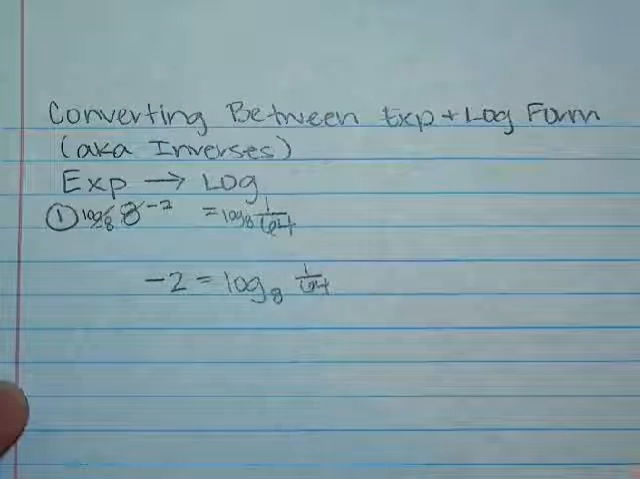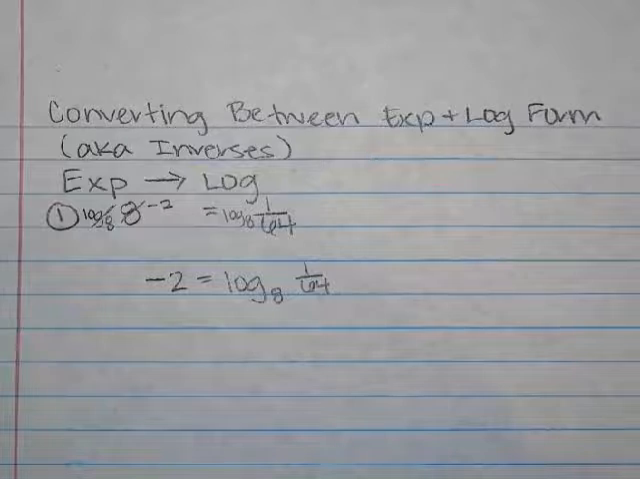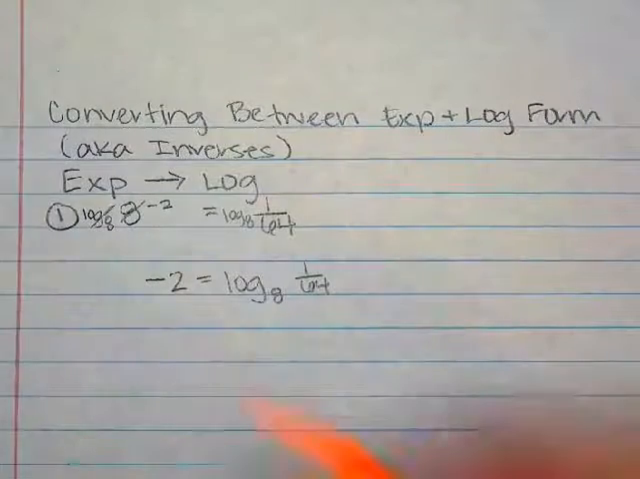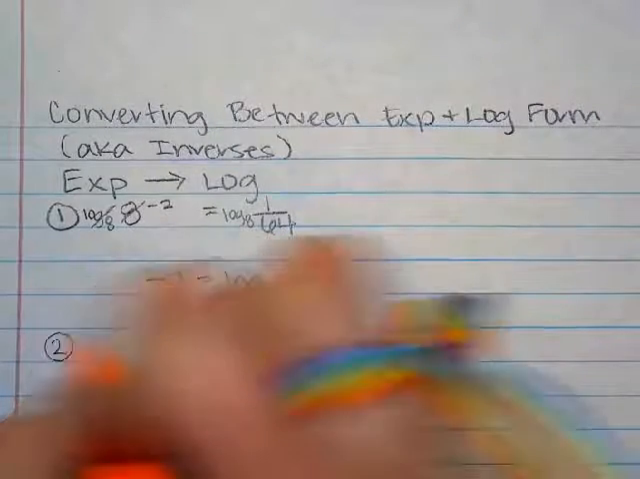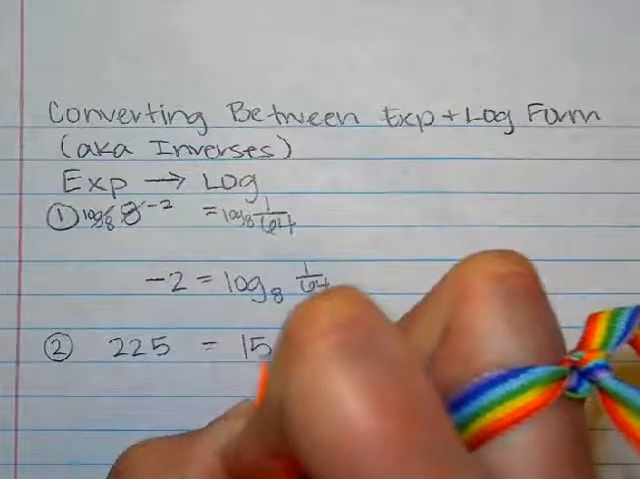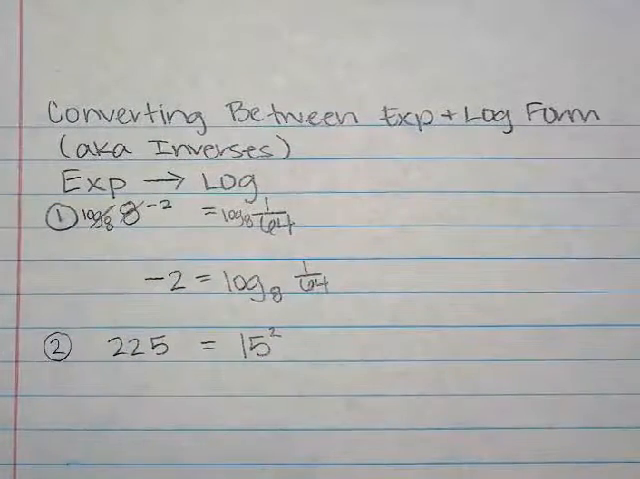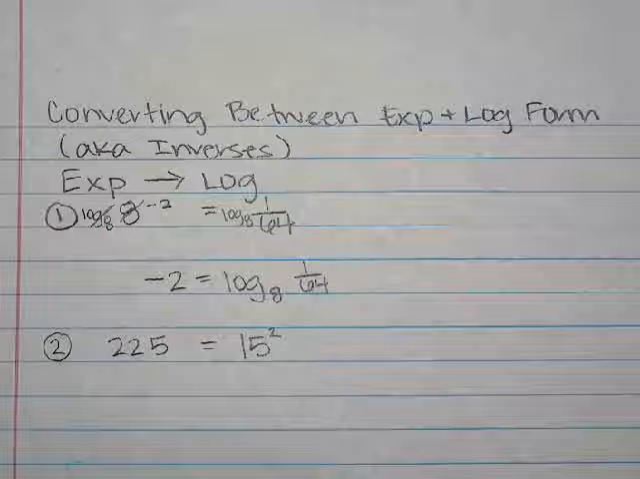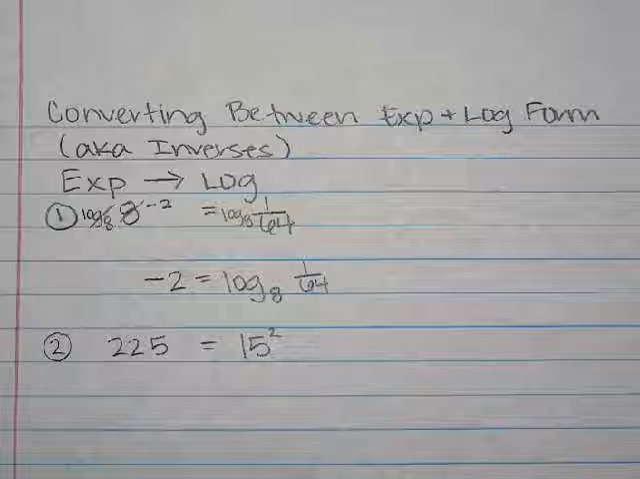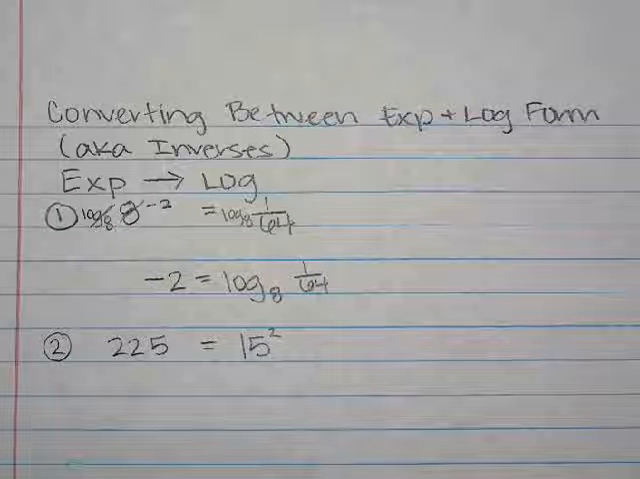Here's the next one. We have 225 equals 15 to the second power. So this time we have 15 to the second power. That is the part that is in exponential form. So what is the base? 15. So how am I going to get rid of that and turn it into a log?